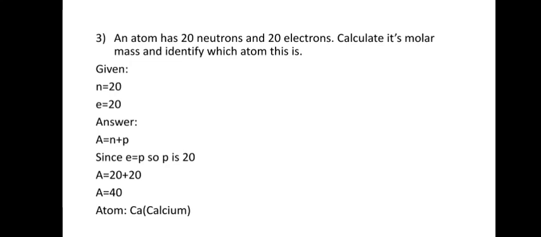Number 3, we have an atom that has 20 neutrons and 20 electrons. Calculate its molar mass and identify which atom this is. So given, we have neutrons, which is 20, and electrons, which is 20. To answer this, we have the atomic mass, which is neutron plus proton. Since electron equals proton, the proton is also 20. So the atomic mass is 20 neutrons plus 20 protons, which is 40. Now, the atom that has this molar mass is calcium.